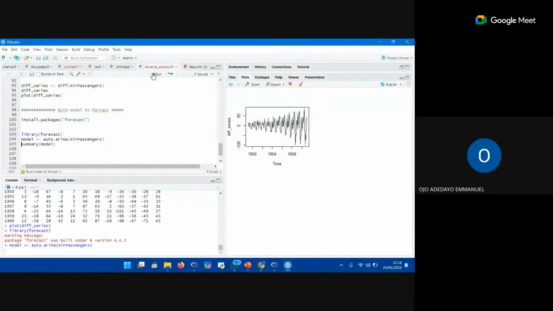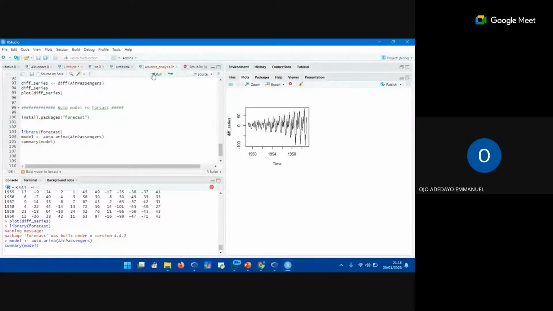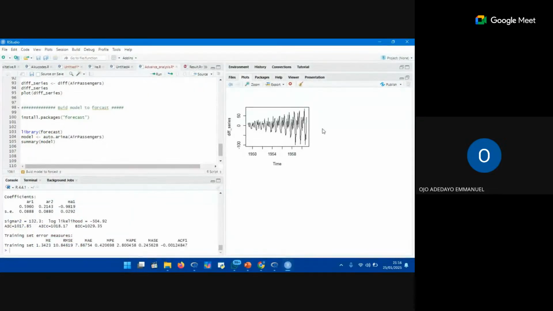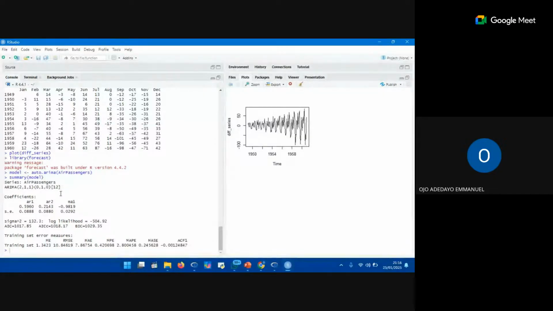Then let me have the model summary. Look at this model summary. So now this is my model summary. Now we have ARIMA(2,1,1).